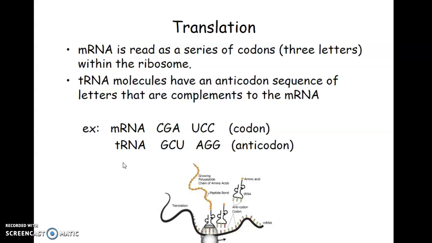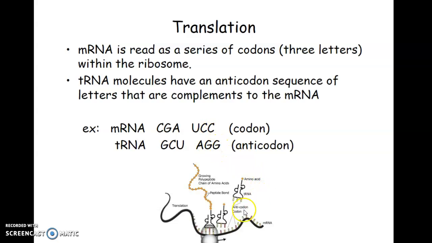So mRNA is read as a series of codons, again 3 letters for each codon, within the ribosome. tRNA molecules have an anticodon sequence of letters that are complements to the mRNA, and that allows them to attach to it. That allows the tRNA to come and bond with the mRNA to bring in those specific amino acids. Again, if the codon is CGA, then the anticodon would be GCU. If the codon is UCC, the anticodon on the tRNA would be AGG. U would go to A, C would go to G, C would go to G.